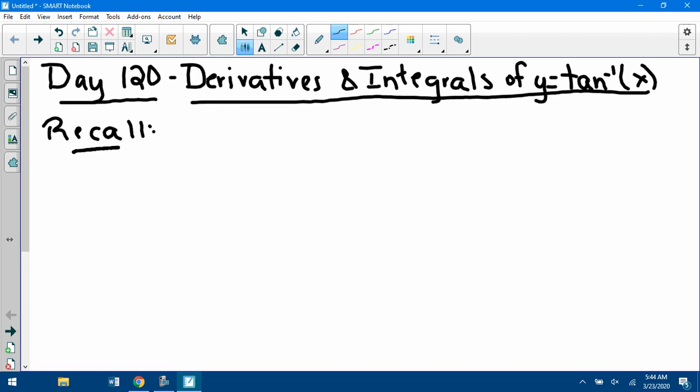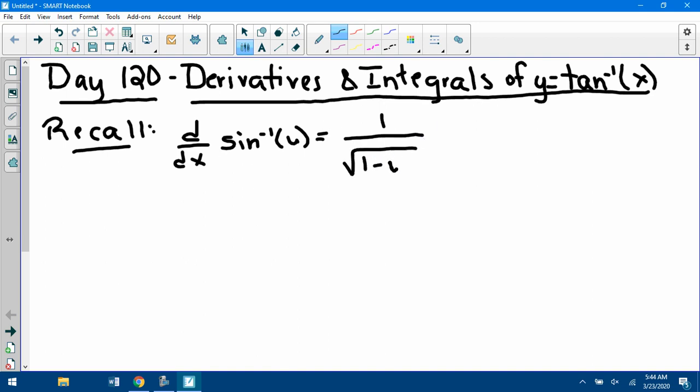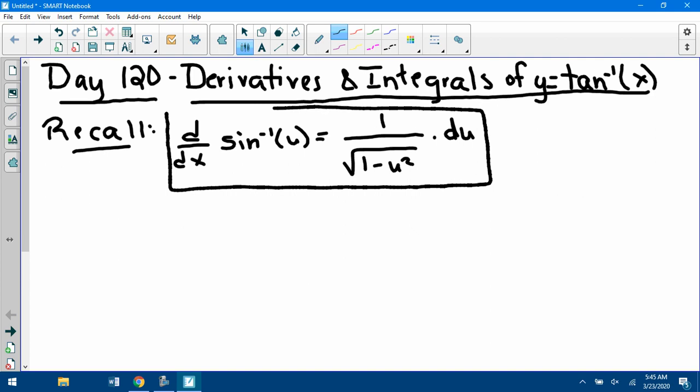So a few days ago, we did the derivative of sine inverse of stuff, I'll call it u, is equal to 1 over radical 1 minus u squared times the derivative of u. Again, that u, don't think of it like u sub. We really probably should use a different letter. That's just stuff, so derivative of stuff. So that is the derivative of sine inverse.